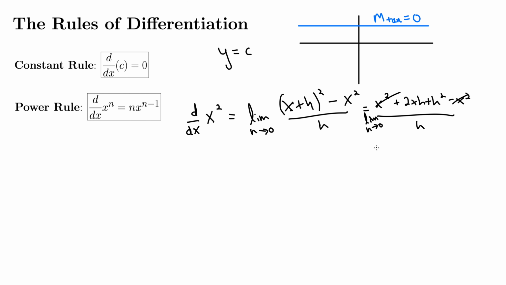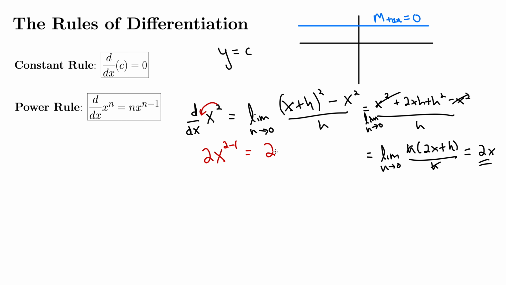The x squareds cancel, and that gives us the limit as h goes to 0 of, what do we have, 2xh plus h squared. So I'm just going to factor an h out of the top here: 2x plus h all over h. Those h's cancel. Now we can finally evaluate the limit. We plug in 0 for h, and we get 2x. Voila. Well, that's the same thing if we would have just taken this 2 down and subtracted 1. We'd get 2x to the 2 minus 1. Well, that's 2x to the 1, which is 2x.